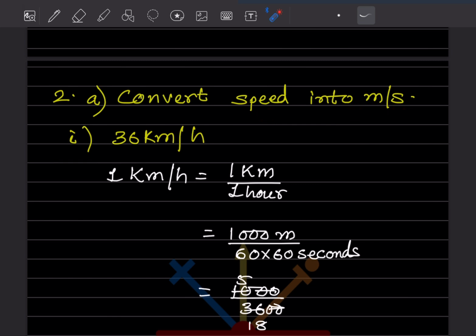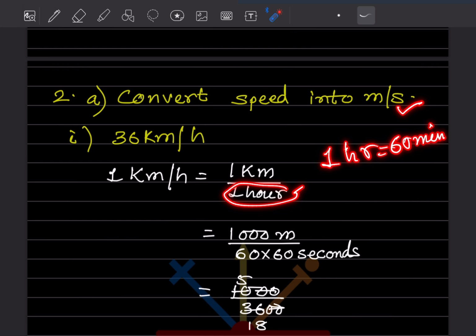So now look at here. This is kilometer per hour and we have to convert this to meter per second. So we know 1 kilometer per hour is 1 kilometer divided by 1 hour, because kilometer per hour means that is divided by 1 hour. Now 1 kilometer we have to make to meters, so 1 kilometer is 1000 meter. And 1 hour, we want it in seconds. So 1 hour is 60 minutes.